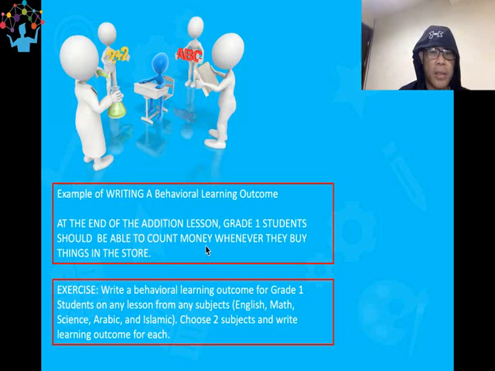Now, as an exercise, you will have to do this sometime later. Write a behavioral learning outcome for grade 1 students on any lesson from any subjects, from English, math, science, Arabic, and Islamic. Choose 2 subjects. You can choose English or math, or Arabic or Islamic, or science or English, and write a learning outcome for each. One learning outcome, for example, for English, and one learning outcome for math. Okay, let's continue.